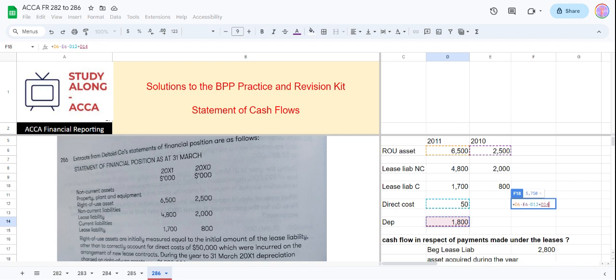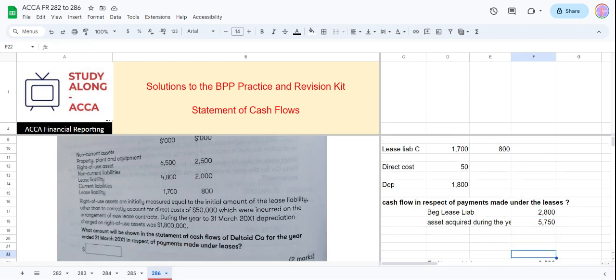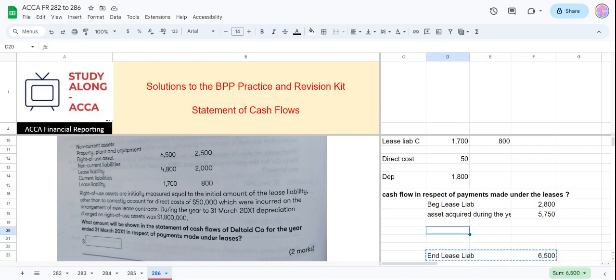And why did we deduct this lease direct cost of 50,000? When we do this, it will be included in the ROU asset, but it will not be included as part of the lease liability, right? Direct cost is not your lease liability, so it will not be included in the lease liability. And this question is asking about the payments related to lease liability. That's why we deducted this, and then depreciation will be added back. So we'll have this 5,750, and now we want to arrive at this number, 6,500.